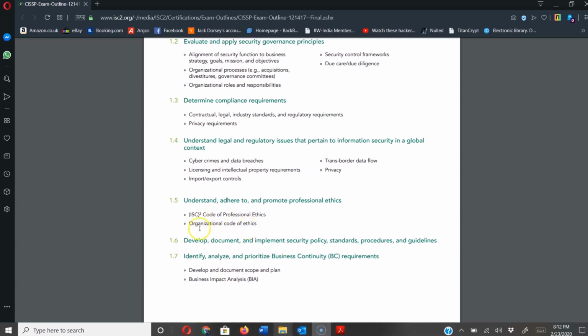And then your organization will have its own code of ethics. However, if you look at the hierarchy, ISC Square's ethics comes first. So your organizational ethics should not be contradictory to ISC Square's ethics in the first place. Then develop, document, and implement security policies, standards, procedures, and guidelines.